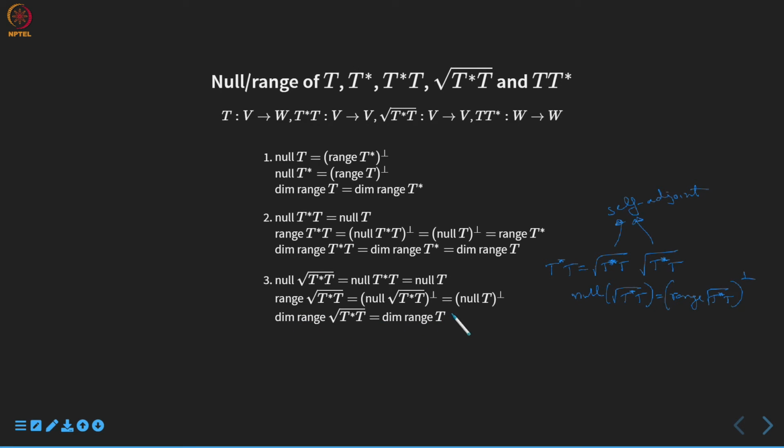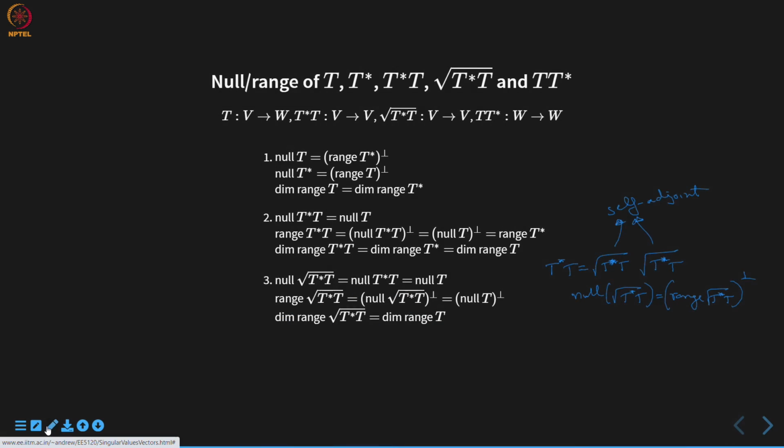Okay, so this is important to know. T star t, square root of t star t, all of them have the same range dimensions. And this will be useful for us later on. So hopefully that gave you a clear idea.